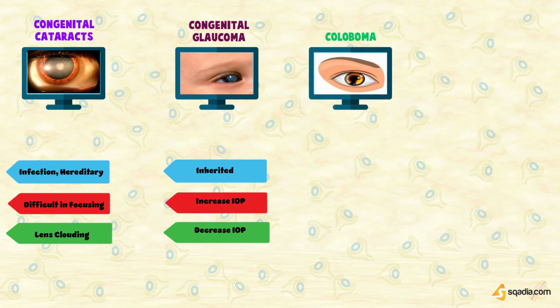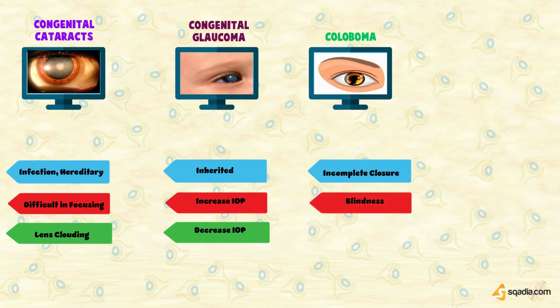Next is coloboma. Coloboma is caused by incomplete closure of the choroid fissure. It would affect vision and can cause blindness in the most severe cases. There is currently no treatment.